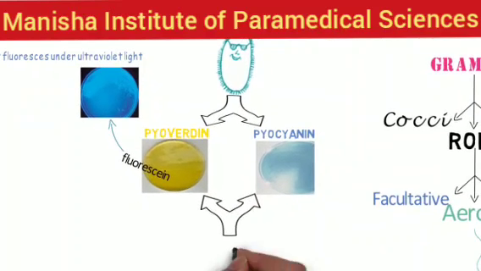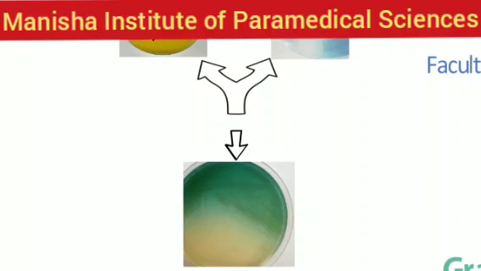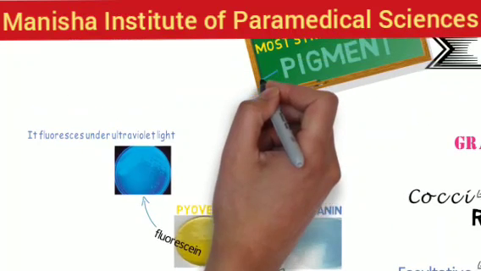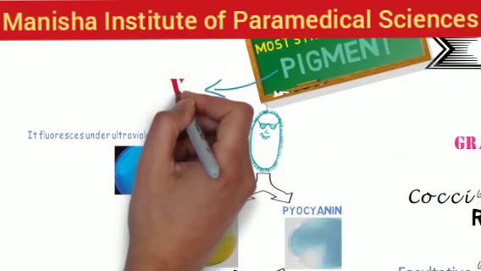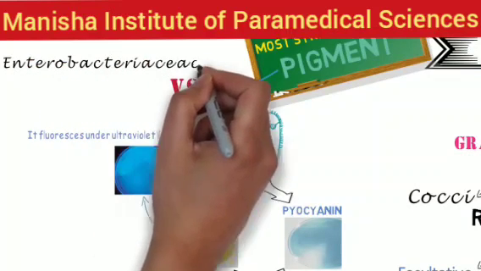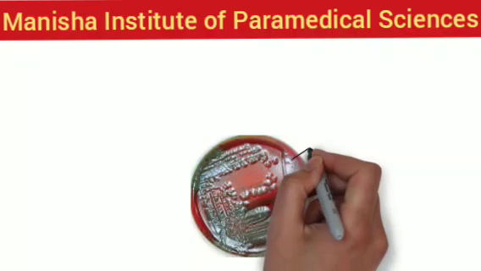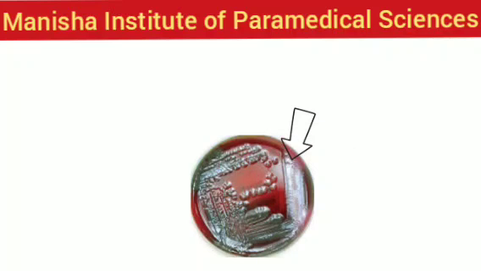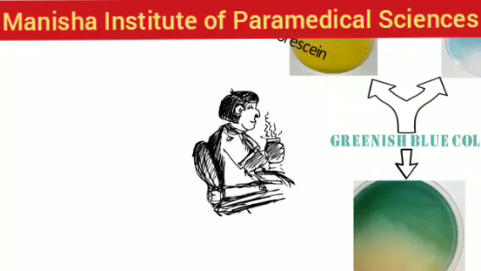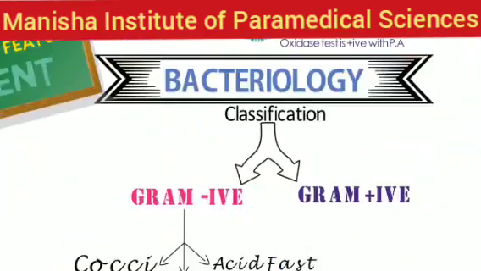Pyocyanin and pyoverdin, when combined, produce a bright green color that diffuses throughout the medium. This striking feature of Pseudomonas also differentiates it from other gram-negative enterobacteria. The growth of Pseudomonas aeruginosa on a medium has a characteristic metallic sheen, and it emits an intense fruity odor, like the smell of grapes.